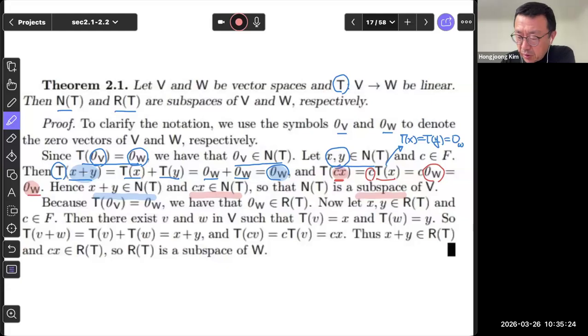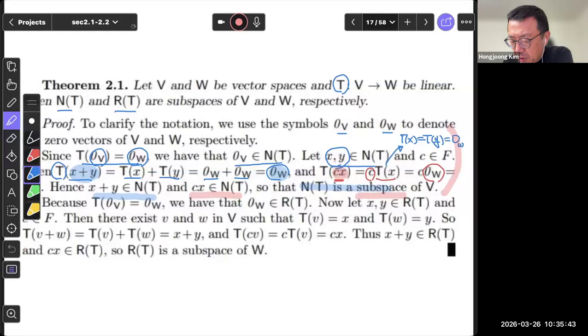So this half shows that the null space is a subspace of the domain. Please remember, this null space is a subspace of the domain V. So the null space is a subspace of V.